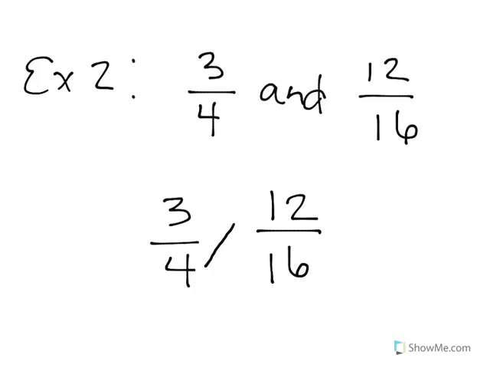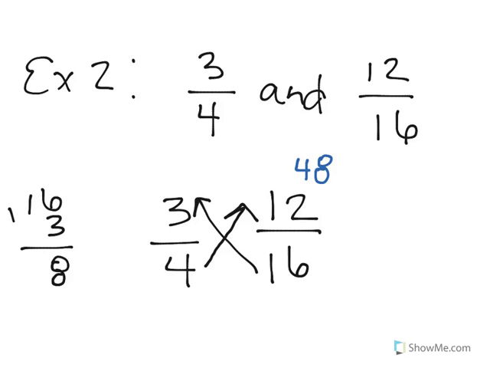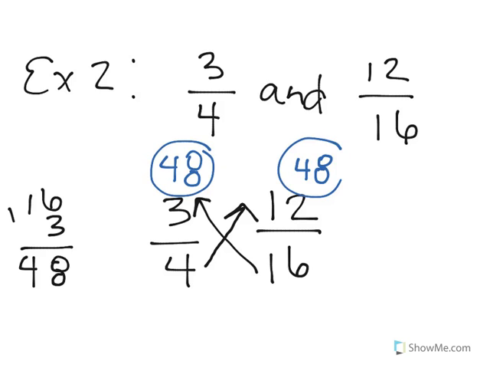So I'm going to multiply 4 times 12. Notice I'm going from the bottom to the top and I'm crossing, 4 times 12. And I'm going to put 48 right on top of the 12. And then I'm going to multiply 16 times 3, to make 48. And because 48 equals 48, I can say they are equivalent.